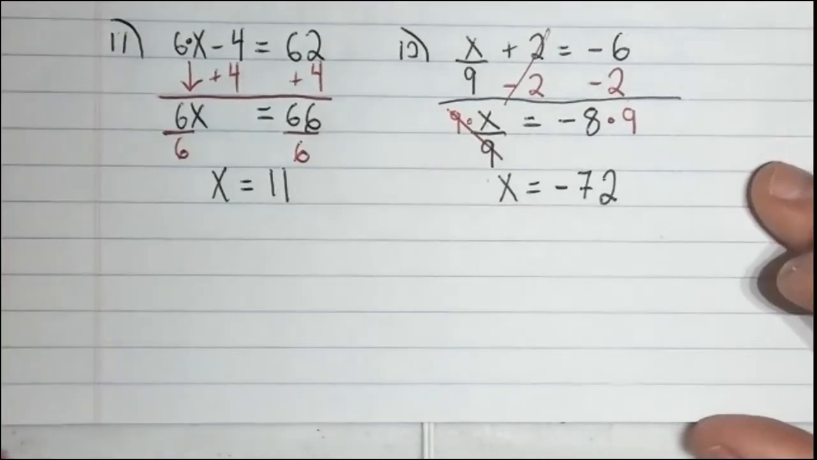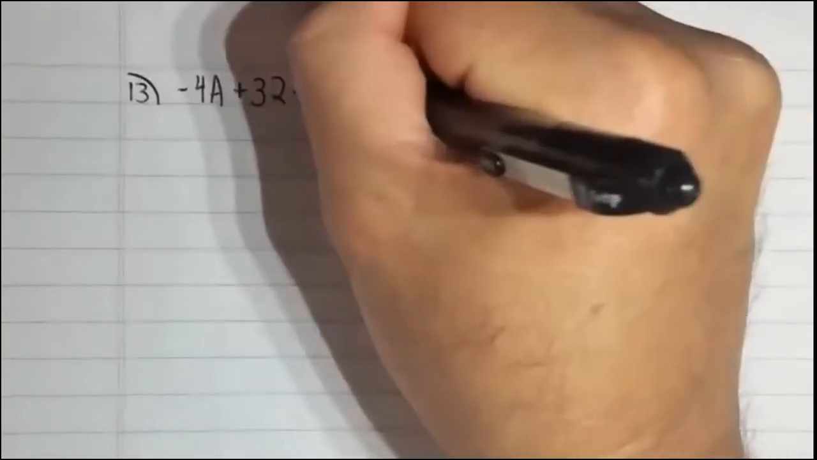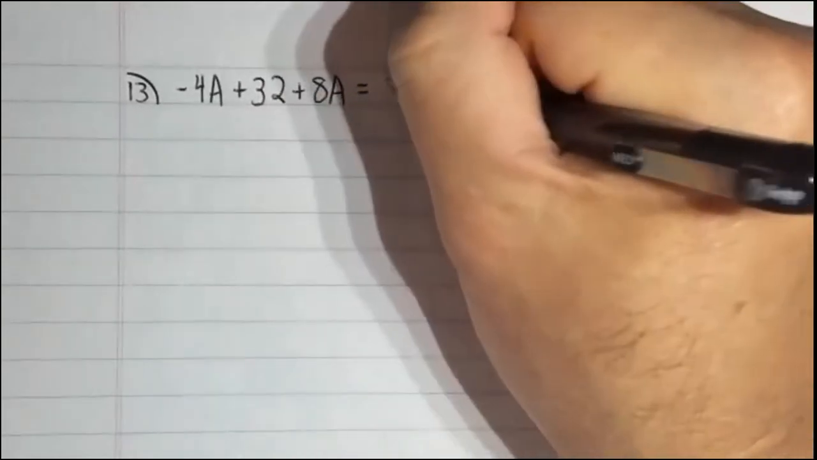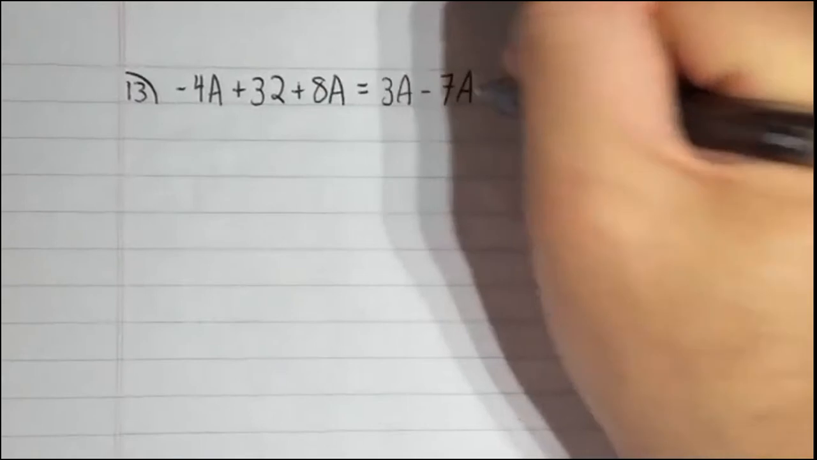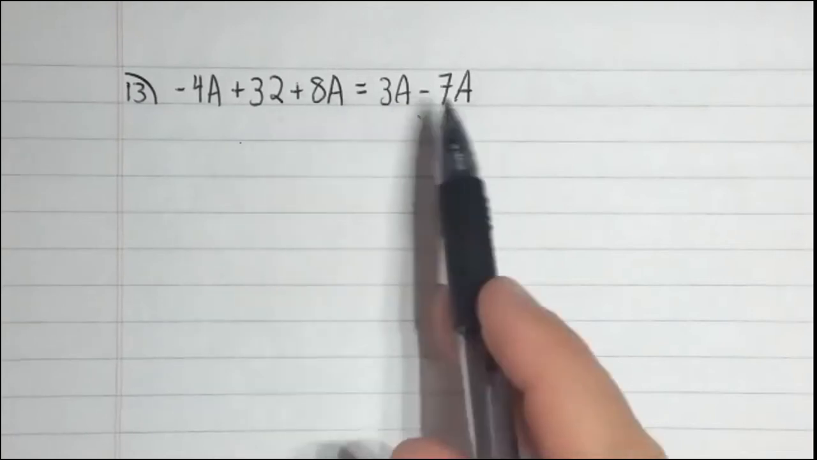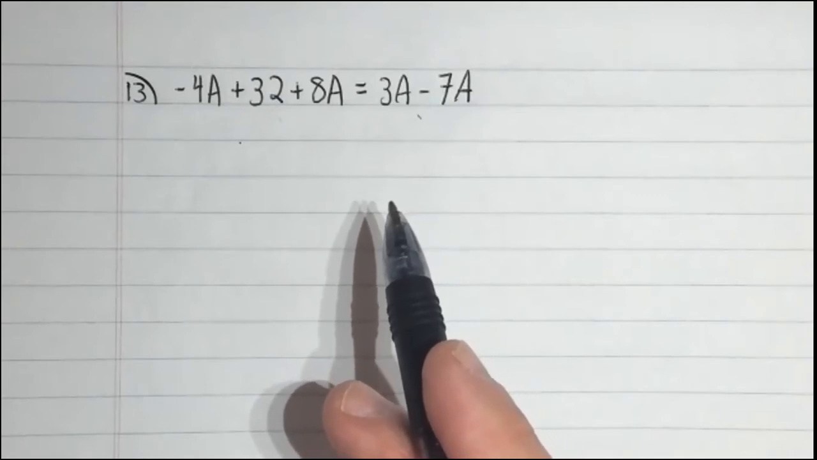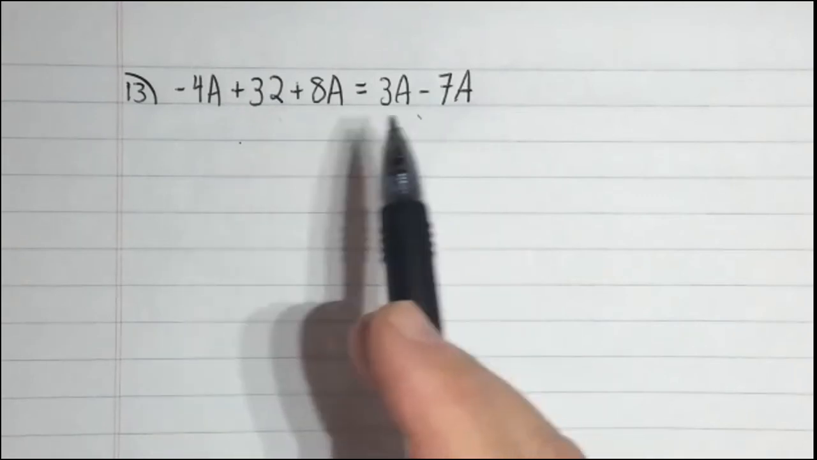All right, I think we have about 3 more examples. Next one: negative 4a plus 32 plus 8a equals 3a minus 7a. All right, so remember, there's two sides of these equations. And you always want to make sure both sides are cleaned up, or in other words, both sides are simplified before I do anything else.